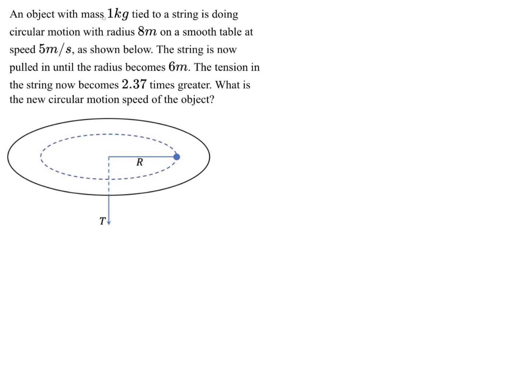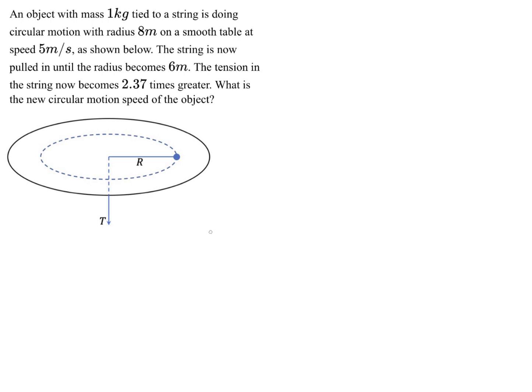An object with a mass of 1 kilogram tied to a string is doing circular motion with radius 8 meters on a smooth table at a speed of 5 meters per second, as shown in the figure below. The string is now pulled in until the radius becomes 6 meters. The tension in the string now becomes 2.37 times greater. What is the new circular motion speed of the object?